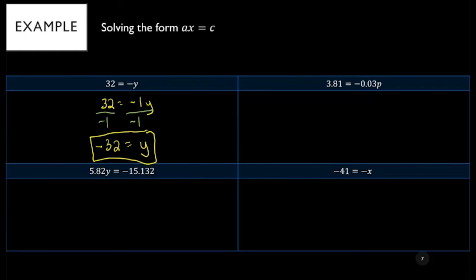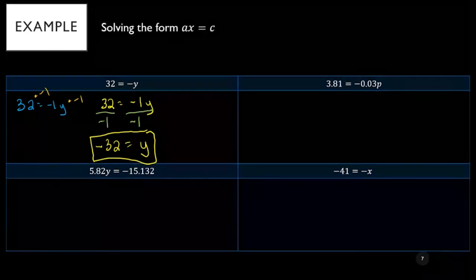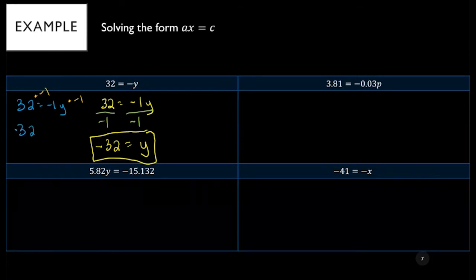Now, what's special about negative 1 is that we could have also multiplied both sides by negative 1 and gotten the same answer. And that's only true with negative 1. So what I could have done instead is, if I had this 32 equals negative 1y, I could have multiplied both sides by negative 1, and that's usually how I show that I'm multiplying. And we get the same answer, negative 32 equals y, because a negative 1 times a negative 1 is a positive 1. So you get the same answer.